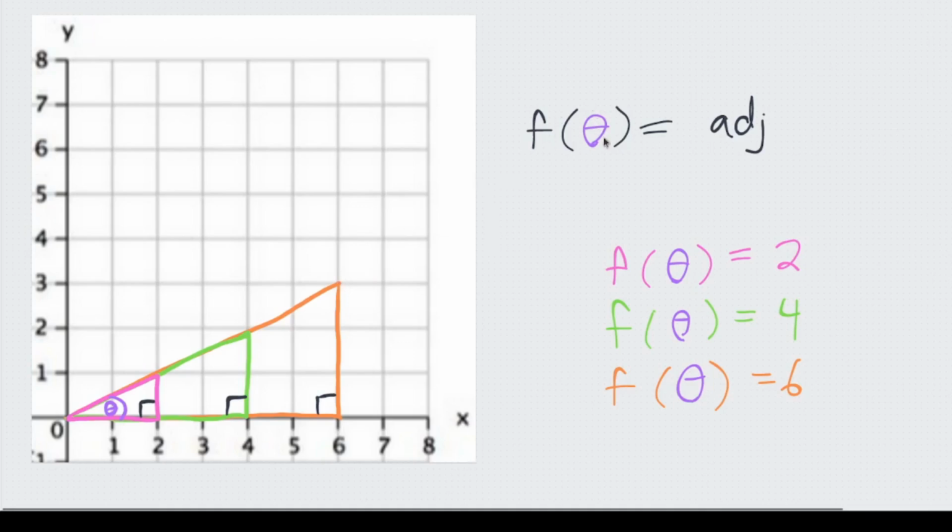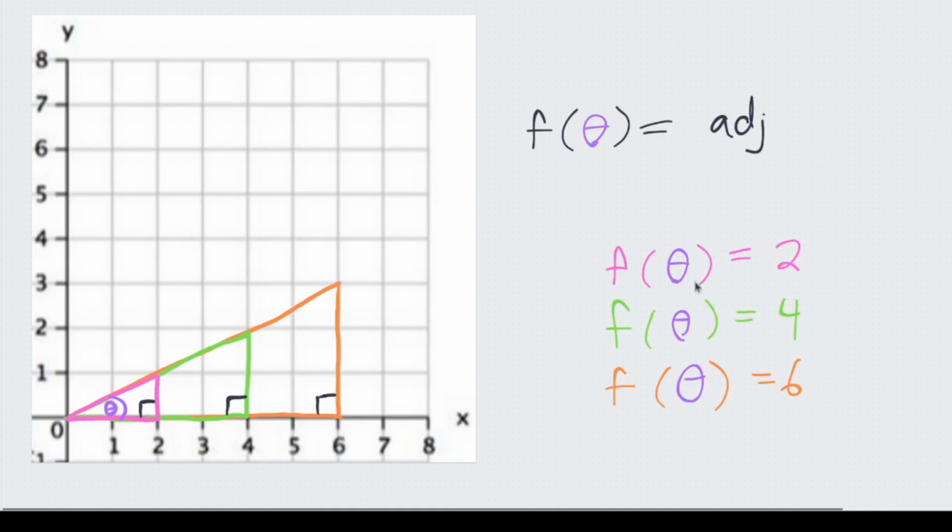So if we try to come up with a function like this that takes in an angle theta and gives out the length of our adjacent side, you see that we're going to run into problems. For this first triangle, the pink one, the adjacent side would be 2. For the green one, the adjacent side here would be 4. And for the orange one, the adjacent side here would be 6. So whatever function we come up with, we put in one angle theta, and we get an infinite number of possible outputs, which is bad because with a function, for every input, you should have only one output.